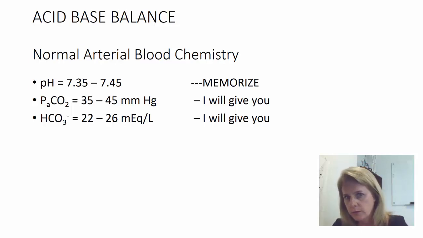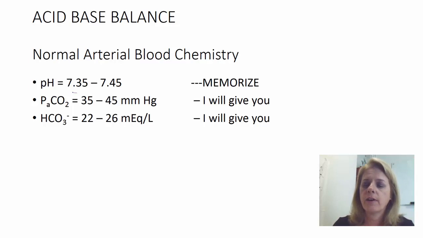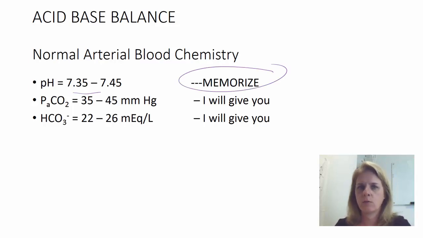Normal blood chemistry is pH, bicarbonate, and carbon dioxide levels. Your pH is 7.35 to 7.45. I'm not going to give you that. That you have to memorize. I'm going to give you your normal CO2 levels and your normal bicarbonate levels. So these will be on the exam. You'll have to plug in the pH levels. I expect you guys to remember that.